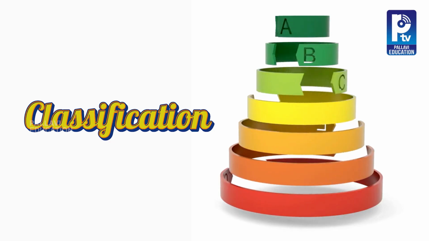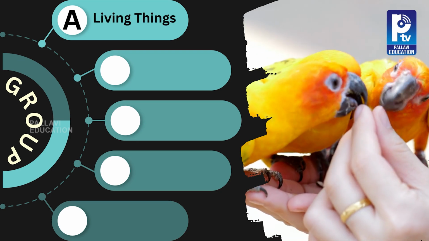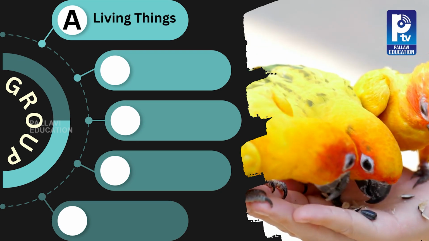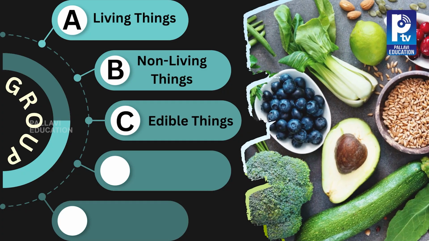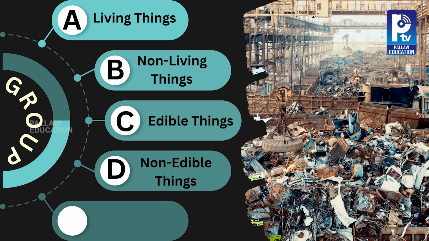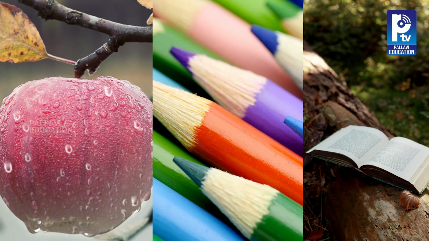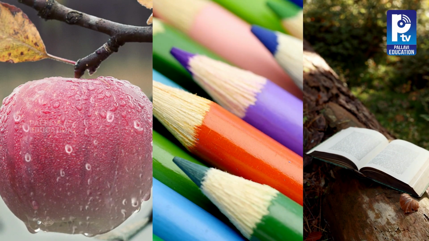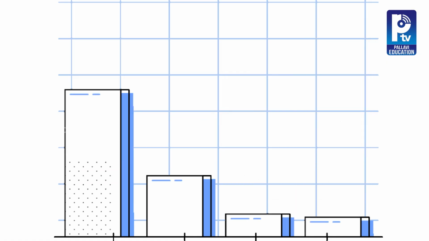What is classification? Classification means sorting or arranging things into groups based on properties. Let's try this quickly. Group A, living things. Group B, non-living things. Group C, edible things. Group D, non-edible things. Group E, things related to study. Look at these things. Apple, pencil, book, dog, rock. Which ones go into which group?